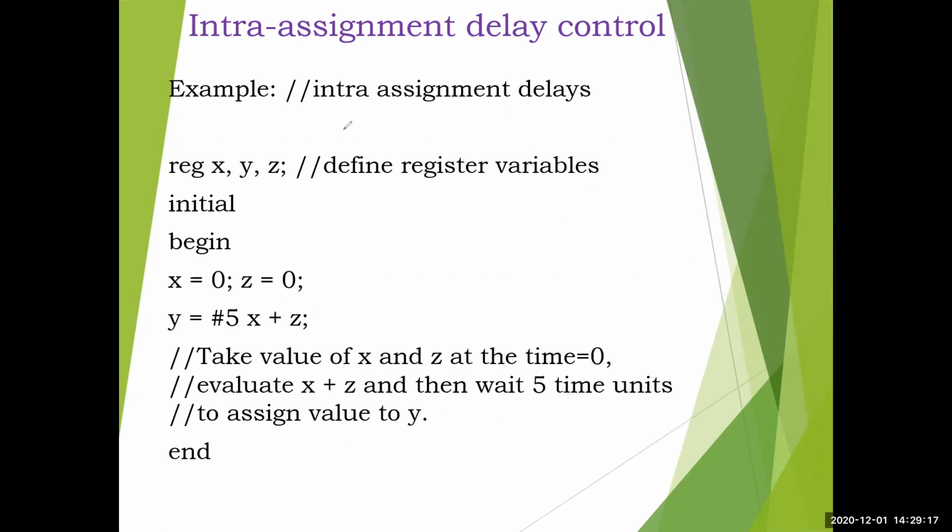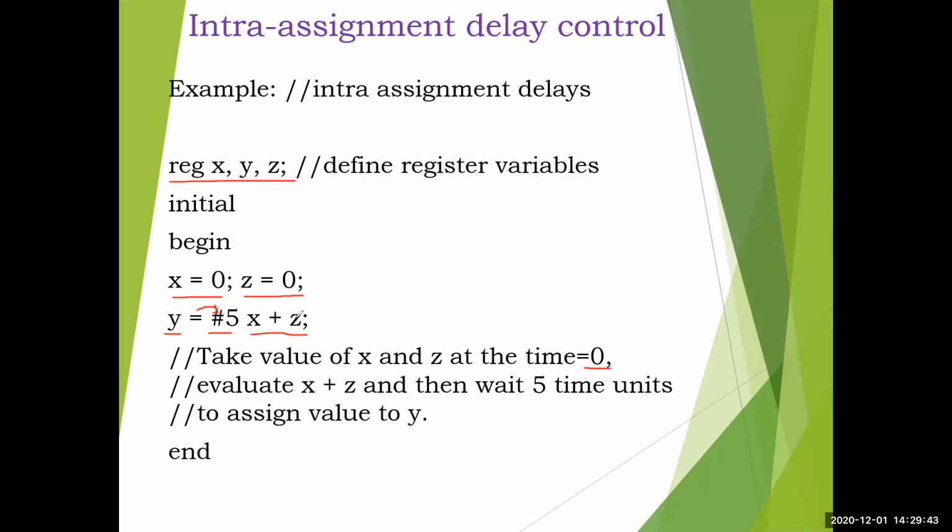So this is the example. Okay, so we have declared some variables x, y, z. Initial begin. I have used the statements here x equal to 0, z equal to 0. So this is no delay. Then I have used a statement y equal to hash. See here, after the operator, I have used a delay hash 5 equal to x plus z. If you write like this, what is the change in flow of activity? Take the value of x and z at time equal to 0.